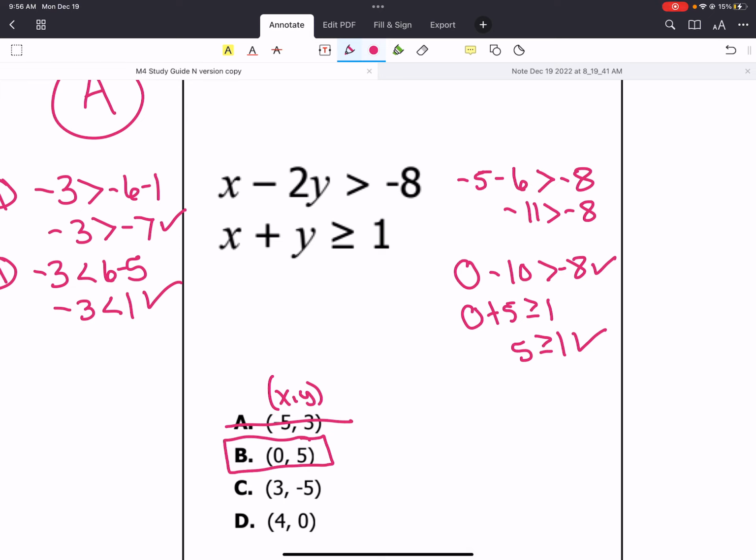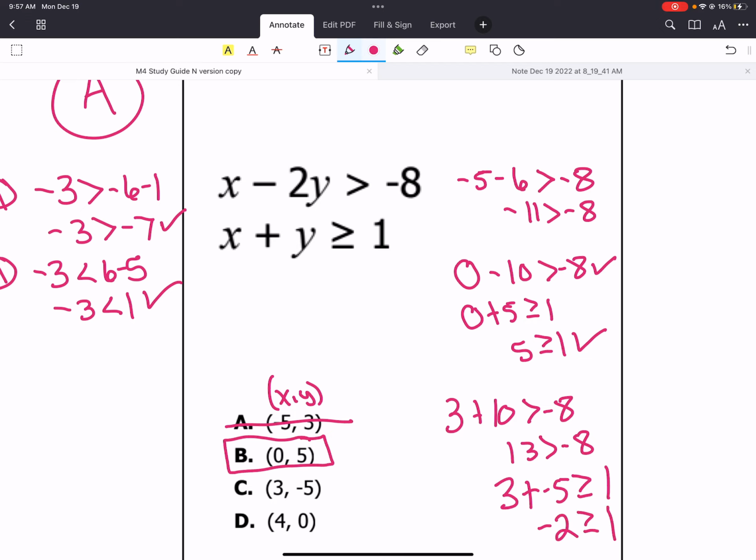Okay, so for number 3, I'm going to go ahead and keep checking. So let's see, 3 plus 10 greater than -8. That's 13 is greater than -8. That is true. Try the second equation. Let's see, 3 plus -5 greater than or equal to 1. That'd be -2 greater than or equal to 1. No.